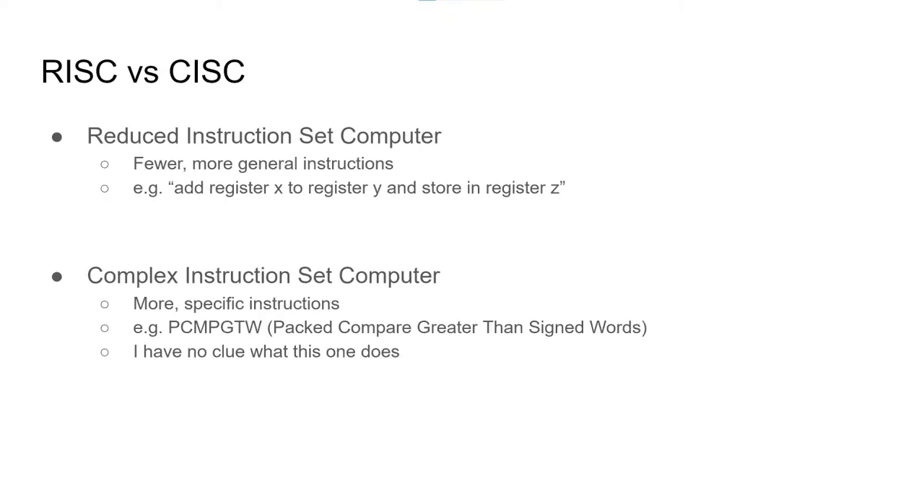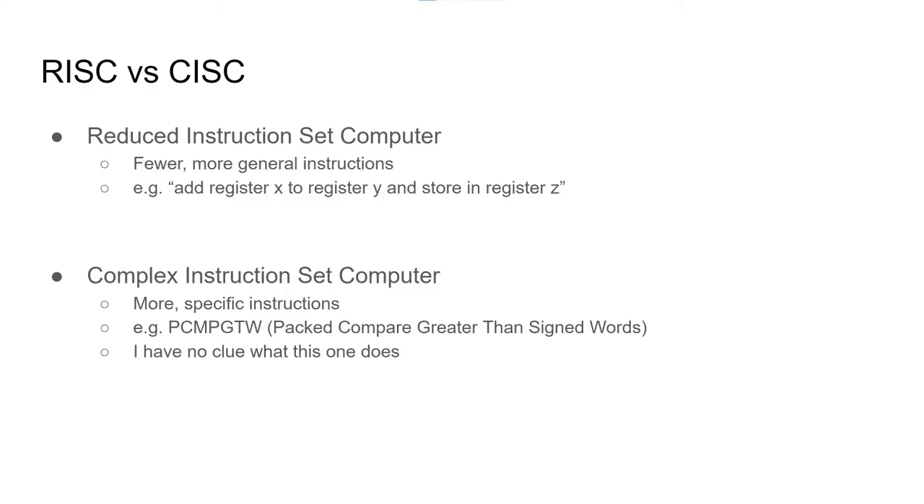There are two main kinds of modern instruction set: reduced instruction set computers, or RISC, and complex instruction set computers, or CISC. x86 is the best example of the latter I can give. It has a lot of very specific instructions. For example, take this instruction, PCMPGTW, which is short for Packed Compare Greater Than Signed Words. As for what this means, I have no clue.